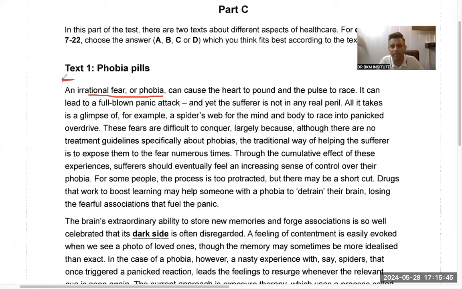All it takes is a glimpse, for example, of a spider web for the mind and the body to race into a panic. Now they give these lines very difficult. I agree. If your English is average, you won't understand these lines. I agree. But again, my question is about management. My question is about treatment. So you don't have to worry about these lines too much. Please focus on your question again. Why are older methods problematic? These fears are difficult to cure, largely because although there are no treatment guidelines. So now they are talking about treatment, especially about phobias.